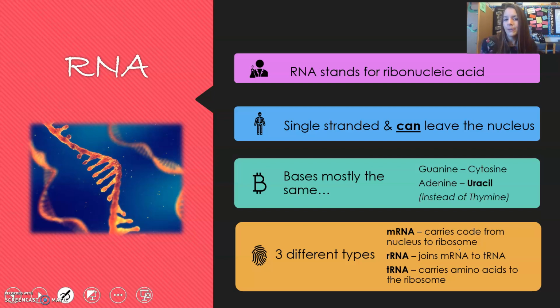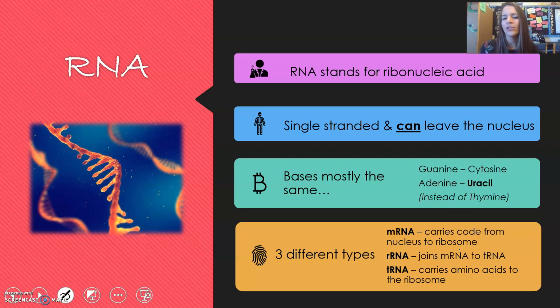Alright, so we talked about DNA, now let's talk about RNA. So RNA stands for ribonucleic acid, and this time our sugar is ribose. It's still a nucleotide as a building block, so it's ribose as a sugar, a phosphate, and then bases. RNA, though, on the other hand, is single-stranded, so it's not double-stranded like DNA, meaning RNA can leave the nucleus, which is going to be pretty important in a little bit.